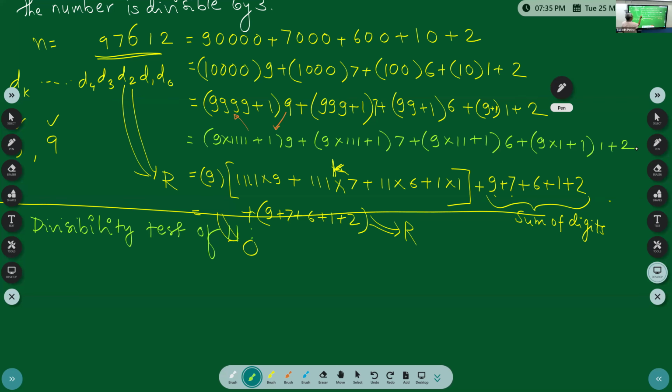Okay. So now this number multiplied by 9 is here. This number multiplied by 9 causes a bit of confusion, but fine. So this 9 is taken out common and then 111 into 7 is put here. 9 is taken out common, 11 into 6 is put here. 9 is taken out common, 1 into 1 is put here. And out of this 9 is taken out common, 1111 into 9.